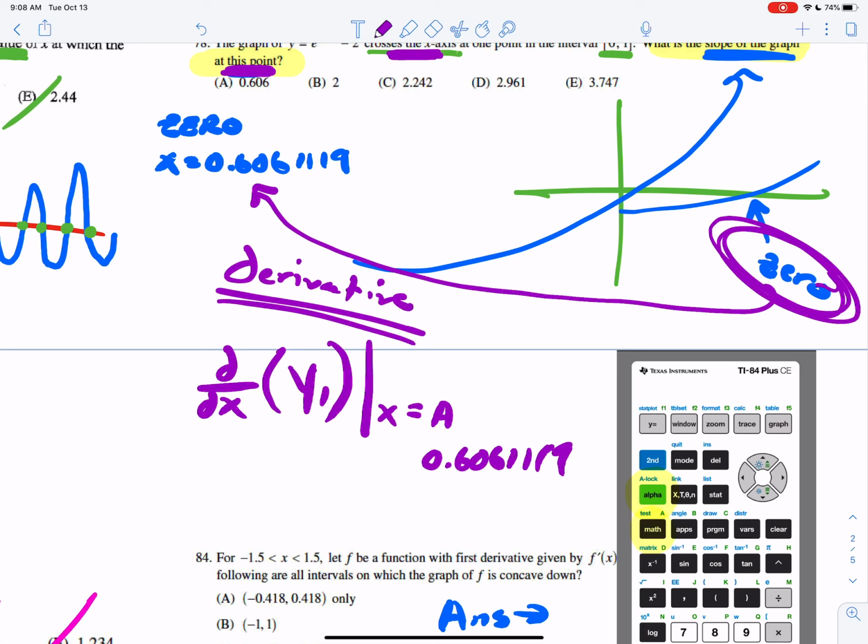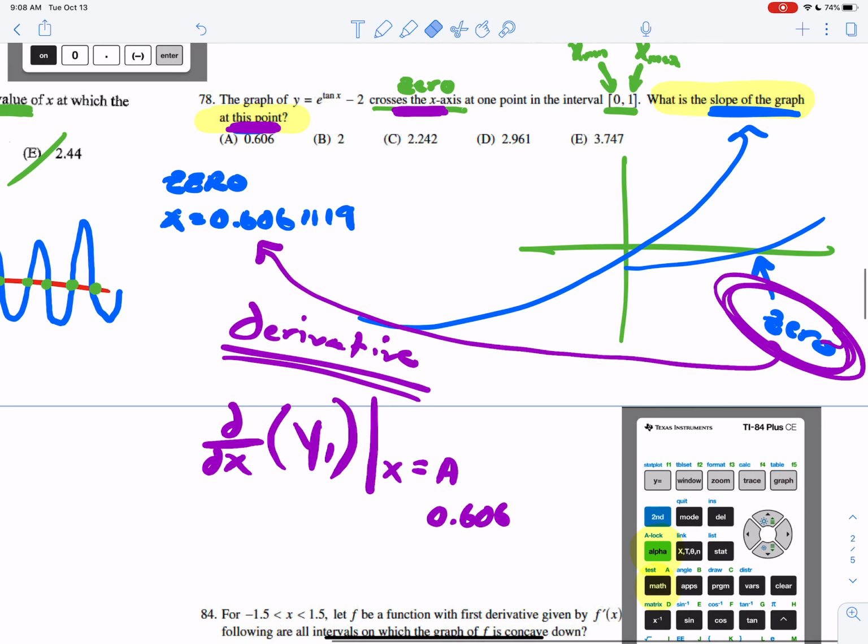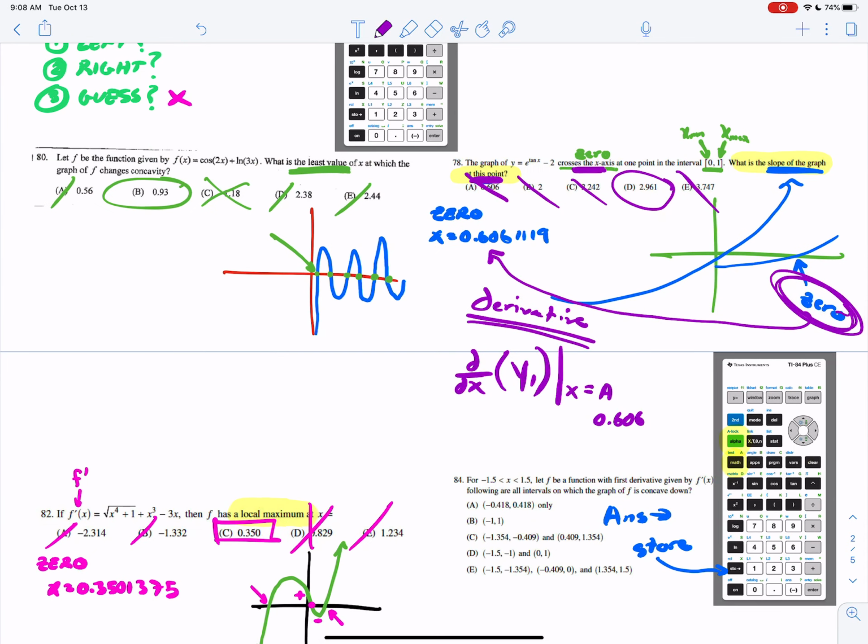Do not round early. For instance, if you put 0.606 and you round it early, it could throw off the final answer. Don't round intermediate answers, round only the final answer. You should get about 2.961 if you round it correctly. So there you go. All right.